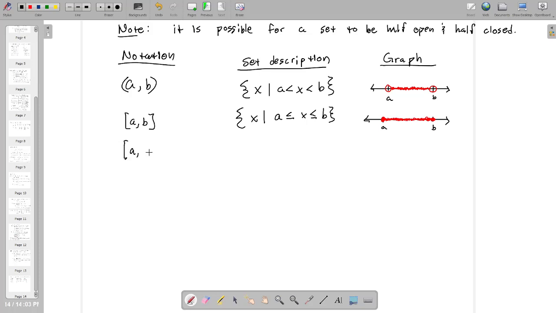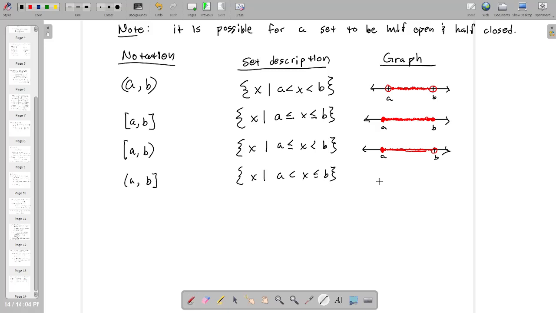I'm going to run through the next few. So this one is half open and half closed, where A is included, but B is not. Then we have the opposite, where A is excluded, but B is included. So we have an open circle at A and a closed dot for B. Sometimes we refer to an open circle as a hole. When we get to graphing, you'll understand why.